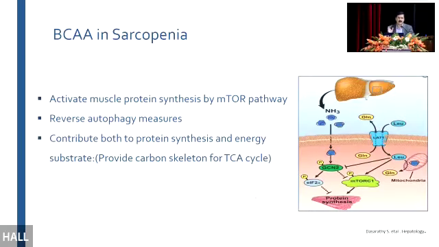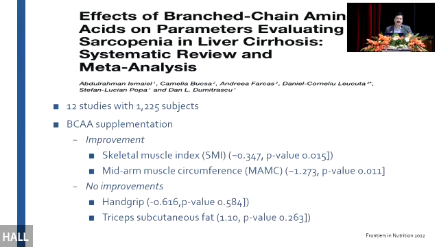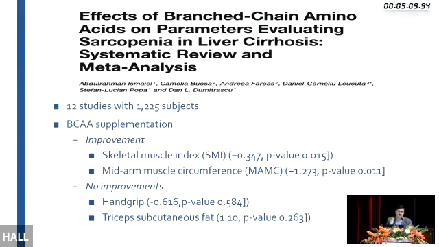Let's move on to the drug therapy, branched-chain amino acids. Theoretically, it appears that branched-chain amino acids would work in all the patients, but the data is conflicting. This is a large meta-analysis which shows that it helps in improvement of the skeletal muscle index and the mid-arm muscle circumference, but there was no improvement in the hand grip and the triceps subcutaneous fat, suggesting that the frailty might not improve in these patients.